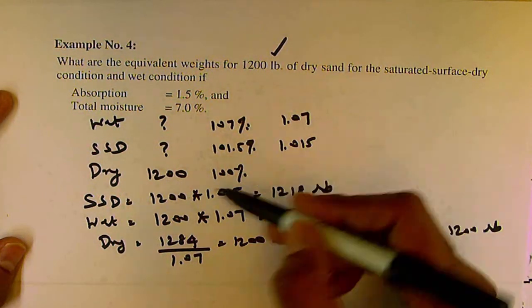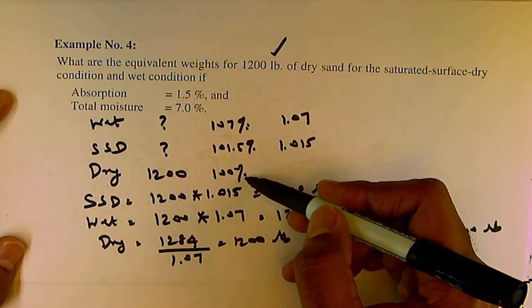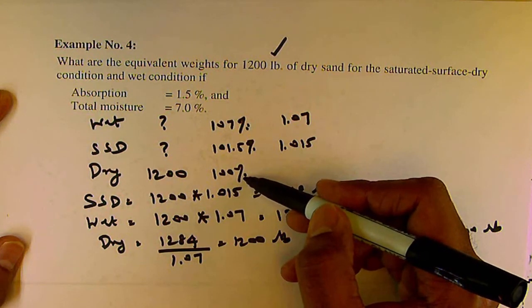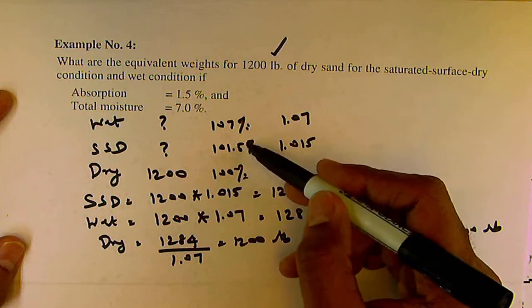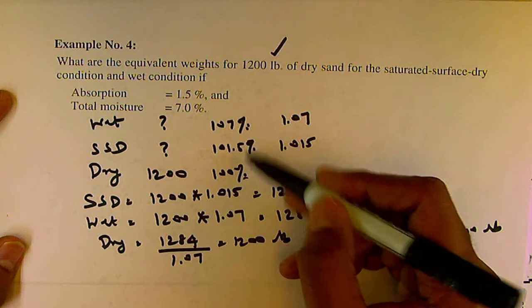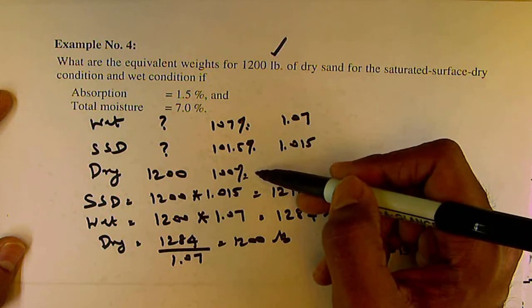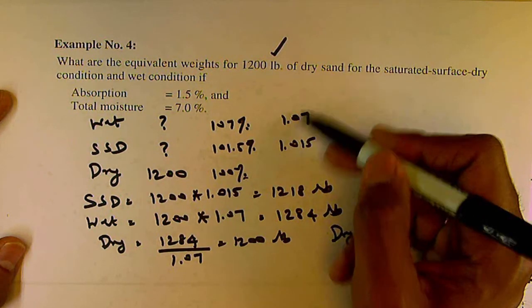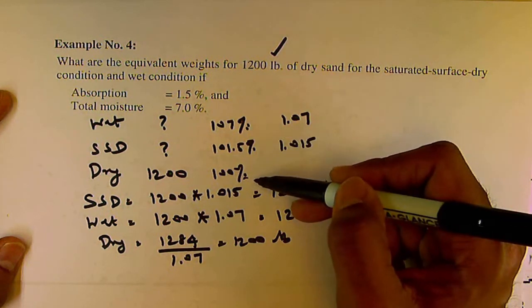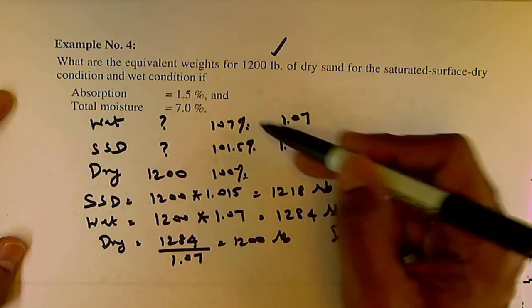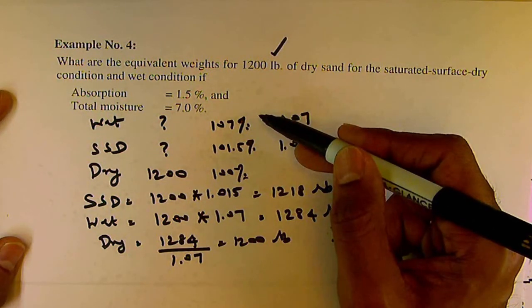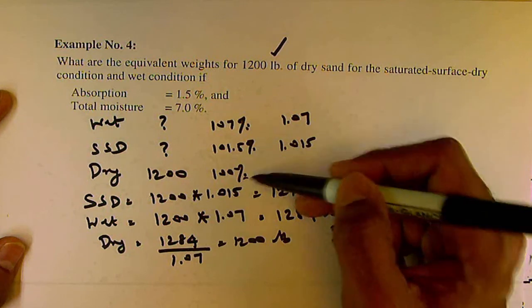So again, remember that dry weight is always assumed as 100%. When you go to SSD, you're adding the absorption, so that conversion factor is higher. And when you go to wet weight, you're adding the total moisture. So you always multiply when you go from dry to SSD or wet, and you divide when you come from wet to SSD or dry.